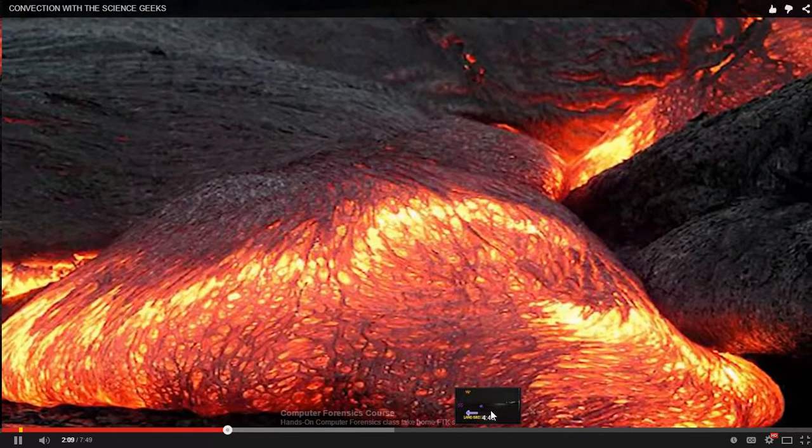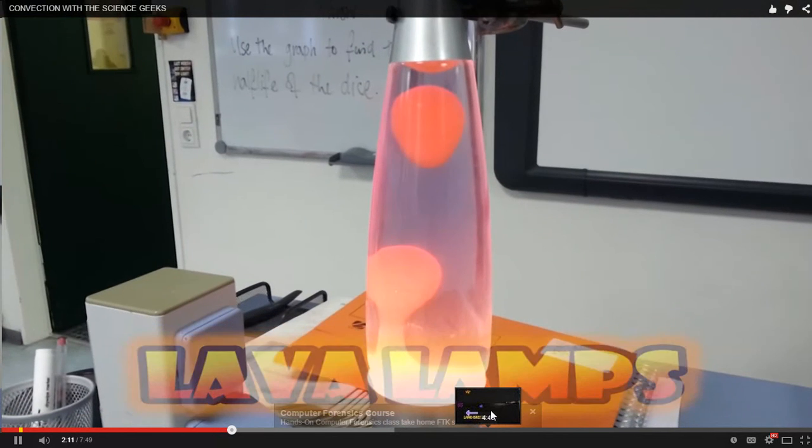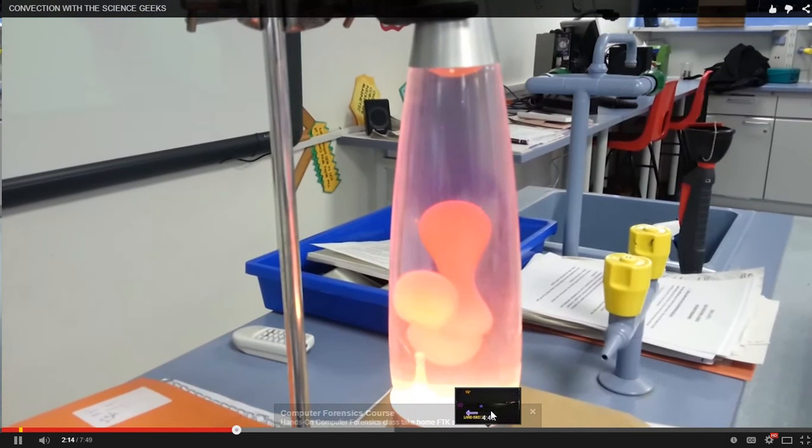Which reminds me, lava lamps work using convection too. Look at the hot wax blobs rising as they become less dense.